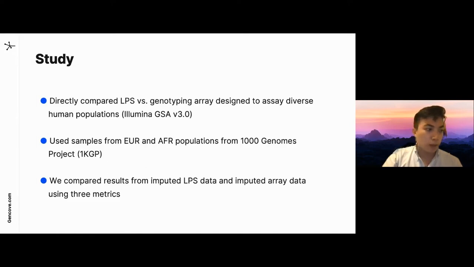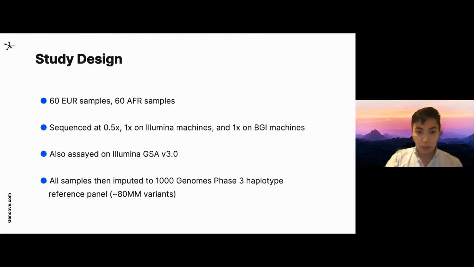In particular, we compared the performance of low-pass sequencing plus imputation to the performance of array genotyping using the Illumina GSA, that's the Illumina Global Screening Array, plus imputation to the same reference panel. And to evaluate results across diverse populations, we chose samples from the European and African superpopulations of the 1,000 Genomes project. And across these multiple assays, we compared results from imputed low-pass sequence data and imputed array data using 3 separate metrics, which I'll describe in a bit.